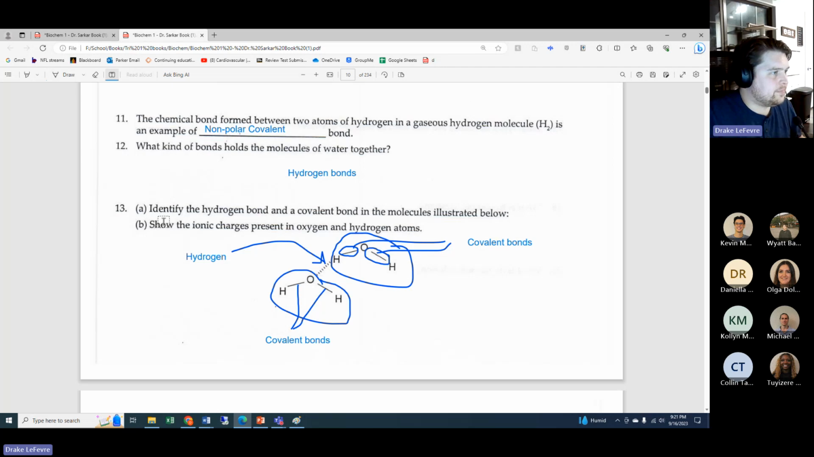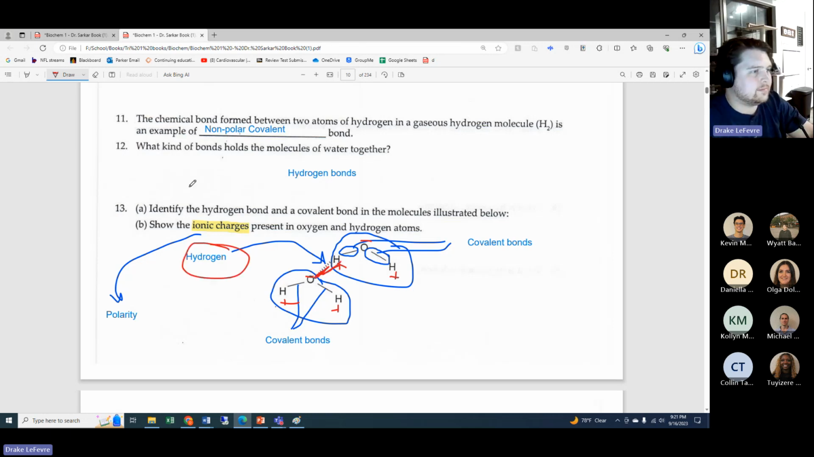Okay, and then this part says show the ionic charges present in oxygen and hydrogen atoms. What this means, ionic charges, is referring to polarity: what parts are positive and what parts are negative. So the oxygen is more negative, the hydrogens are both more positive. Positive and negative like to connect, and that's how we get our hydrogen bonds.